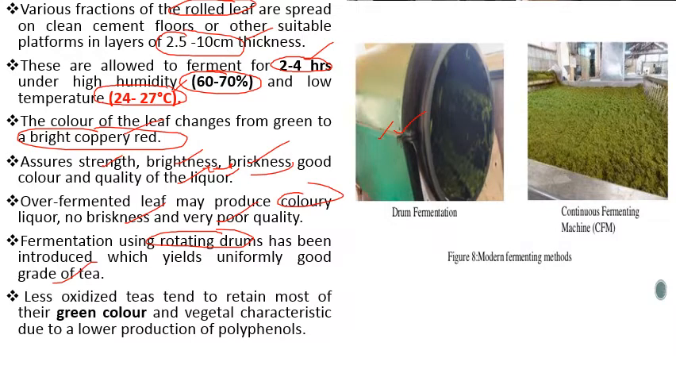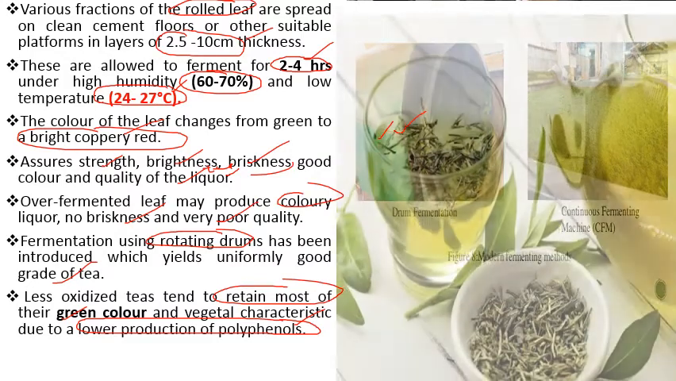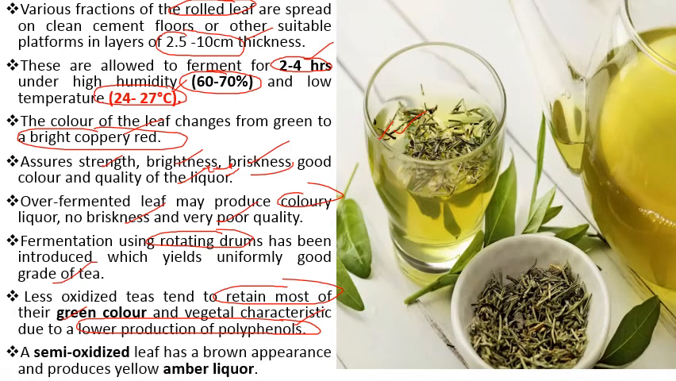Less oxidized teas tend to retain most of the green color. So जो less oxidized tea है उसका green color retain रहता है and vegetal characteristics are also retained due to lower production of polyphenols. So जो oxidation होता है, जो production है polyphenols का वो बहुत कम होता है if leaves are not fermented. So green tea is not fermented.